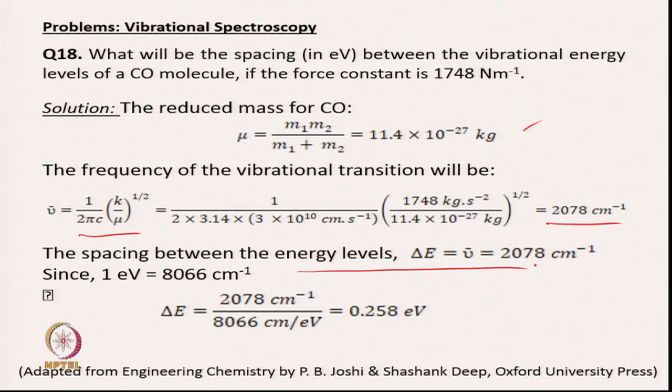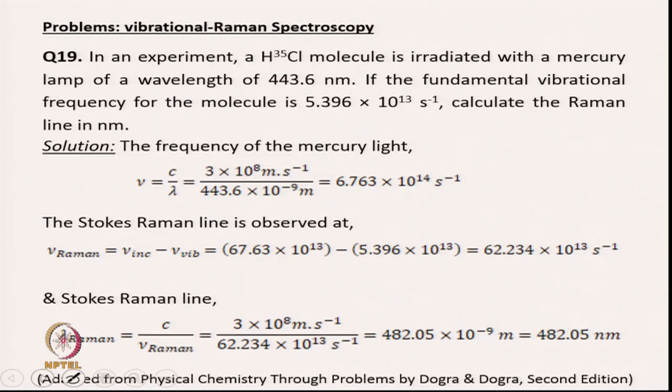And this we can convert into delta E. Delta E and your nu bar are related by this equation, 1 electron volt is equal to 8066 centimeter inverse, and so delta E can be calculated by dividing 2078 by 8066 centimeter per electron volt, and what you are going to get is 0.258 electron volt. So, this is your spacing between the vibrational levels of CO molecule.